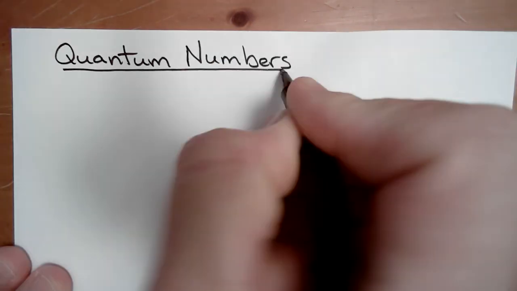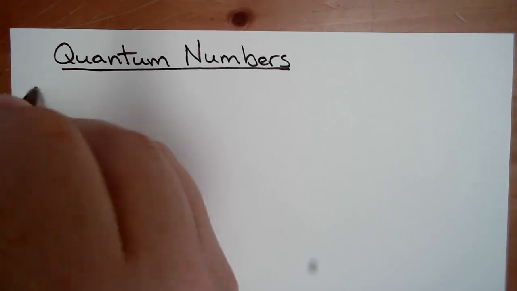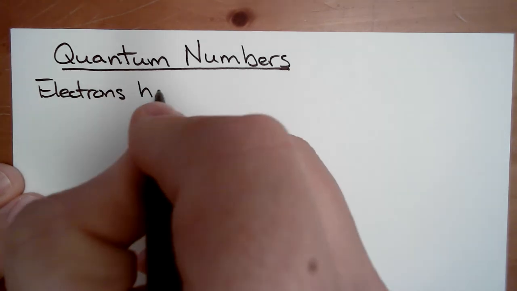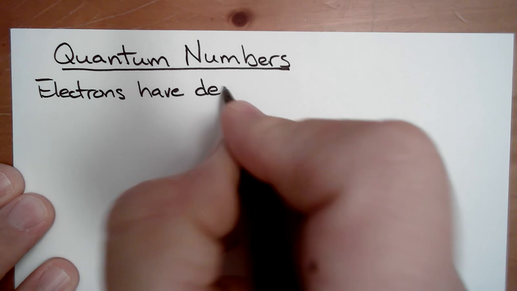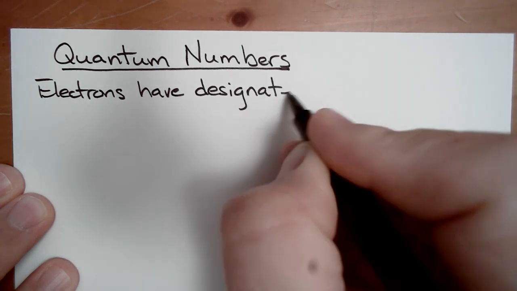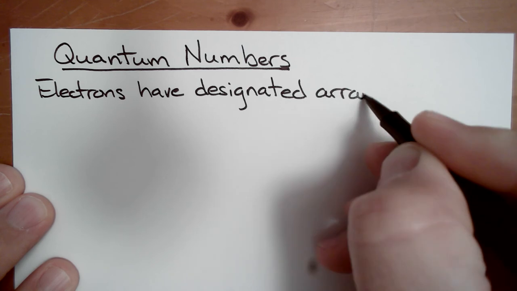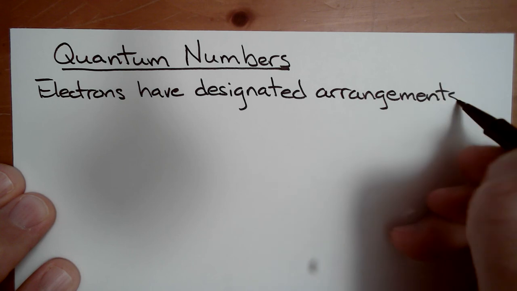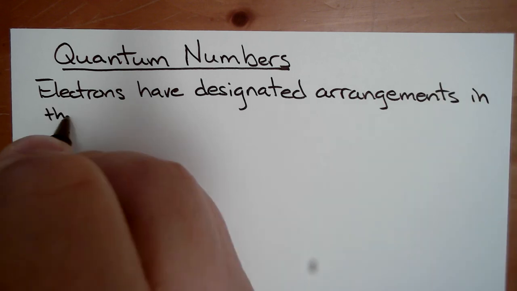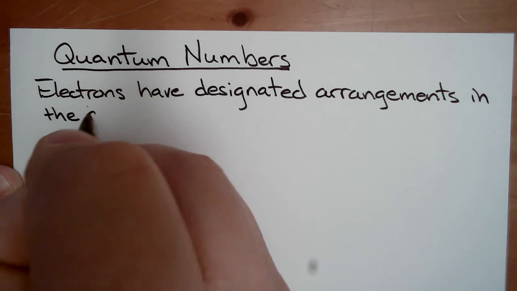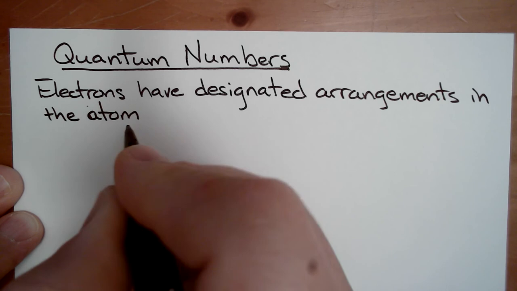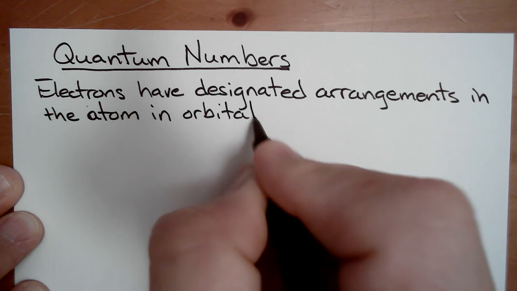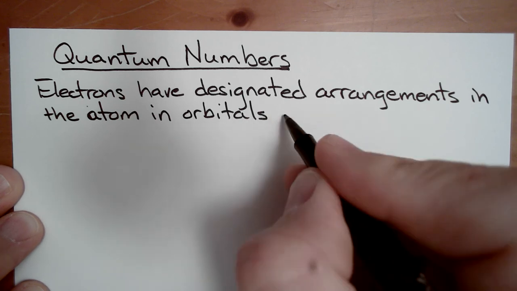Okay, so to understand quantum numbers, we need to realize that electrons have designated arrangements in the atom, in orbitals of specific energy and shape.